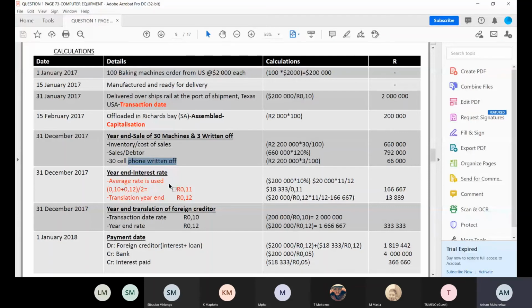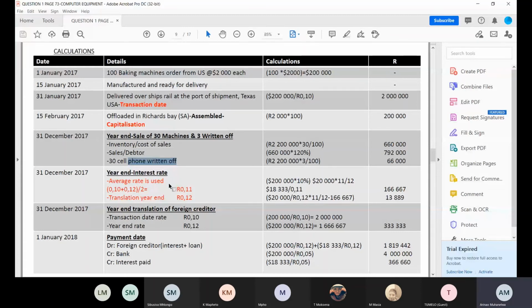And then here we just convert it into rand, and we recognize it as a fact that our loan has increased. But once again, we're still with the interest. Because we have been paid, we must look at the movement. What do I mean by that?